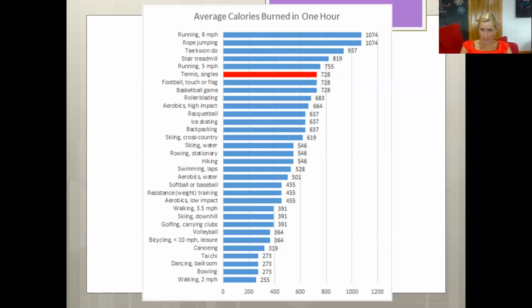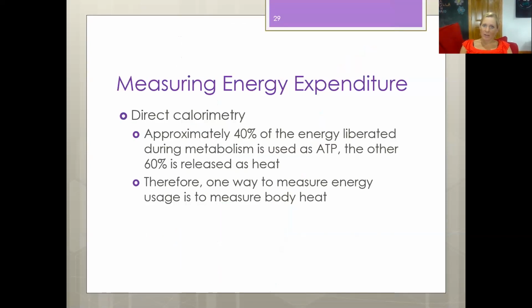Okay. So we ended here last time talking about the average amount of calories that we could burn in 1 hour. Again, these are just some examples. However, it's important for us to note that as intensity increases, the amount of calories that we're burning per hour will also increase linearly. So let's take a look at how we can measure energy expenditure. There are really two different methods that we could utilize. We can use direct calorimetry and indirect calorimetry.